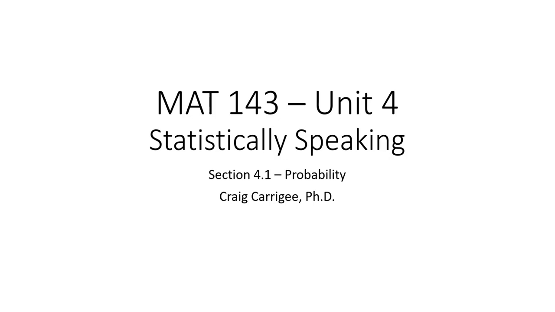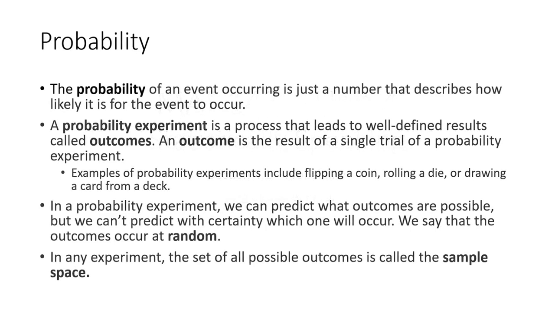Welcome back, everyone. In this section, we're going to talk about probability. So the probability of some event occurring is just a number that describes how likely it is for that event to occur. What we call a probability experiment is just a process that leads to well-defined results called outcomes. An outcome is the result of a single trial of a probability experiment.